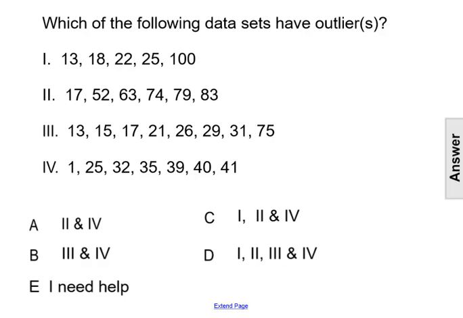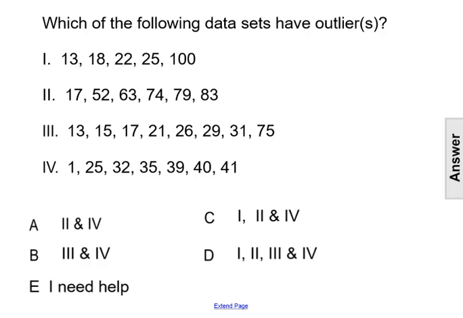Which of the following data sets have outliers? So we have 4 sets of data, and let's remember that an outlier is a number that is relatively much larger or smaller than the rest of the numbers in the data. So let's take a look at each set of data and see if we can find any outliers.